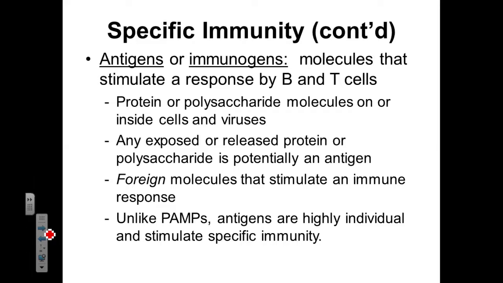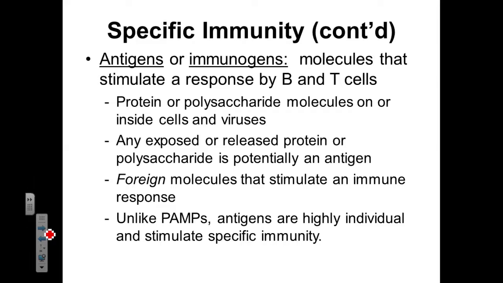An antigen, aka an immunogen, is anything that can stimulate a B or T cell, so our B lymphocyte or a T lymphocyte. Many antigens are going to be a protein or a carbohydrate, aka a polysaccharide, that's going to be on the surface of a bacterial cell or be associated with a virus. If we have anything that's exposed or released, and that is a polysaccharide, it's potentially going to be an antigen. Our foreign molecules that get in our body can stimulate an immune response.